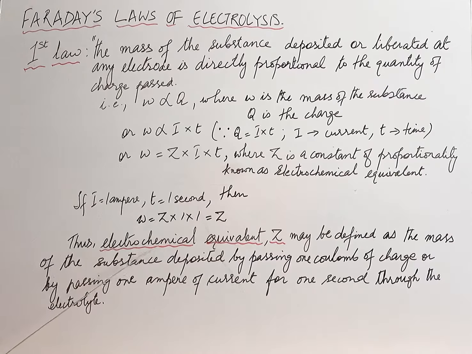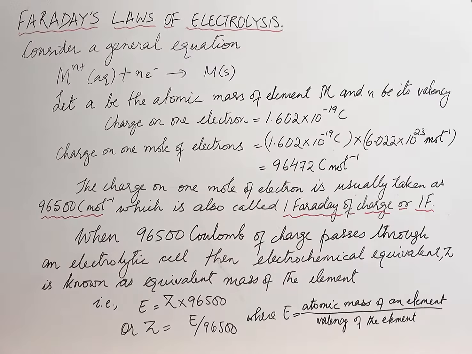So we can define electrochemical equivalent as the mass of the substance deposited by passing 1 coulomb of charge, or by passing 1 ampere of current for 1 second through the electrolyte. The amount of charge that is required for the oxidation process at the anode or the reduction process at the cathode depends upon the stoichiometry of the electrode reaction. That means how many electrons are involved at any particular electrode. That will tell us how much charge will be required for any amount of the substance to be deposited or liberated at any electrode.